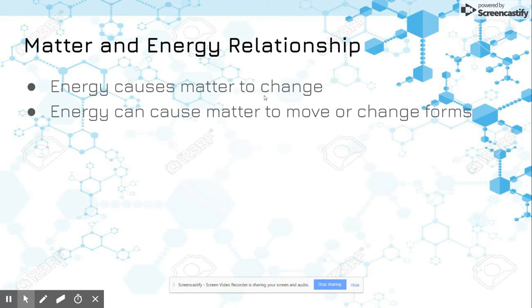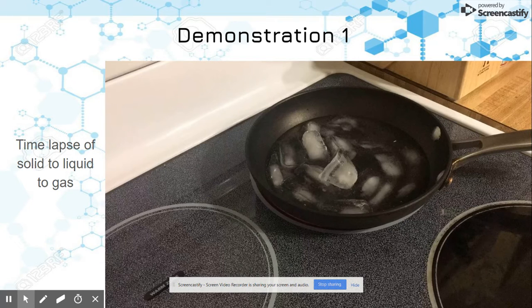Energy causes matter to change. This is the relationship aspect between the two. Energy can also cause matter to move or change forms. And we're going to see that in our first demonstration here.